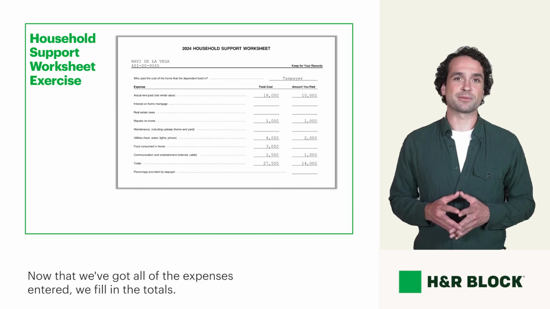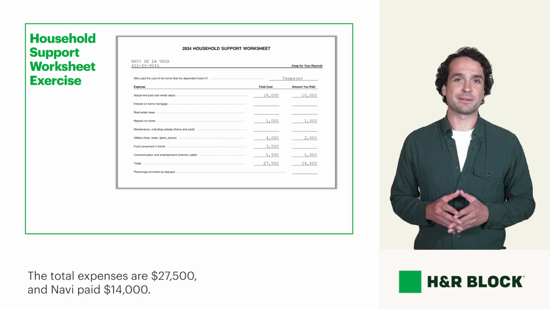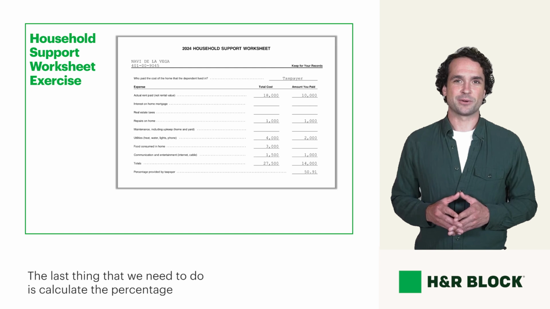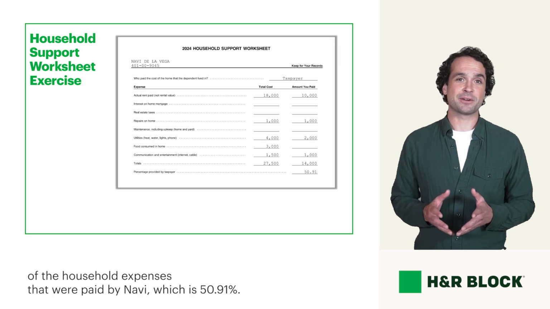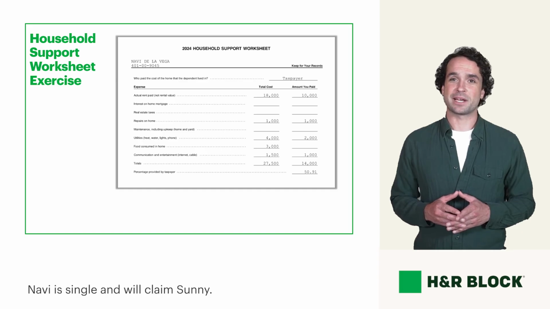Now that we've got all of the expenses entered, we fill in the totals. What goes in the total fields? The total expenses are $27,500 and Navy paid $14,000. The last thing that we need to do is calculate the percentage of the household expenses that were paid by Navy, which is 50.91%.